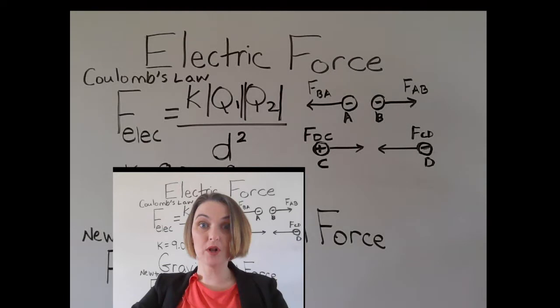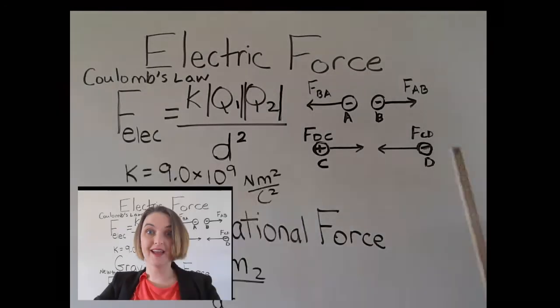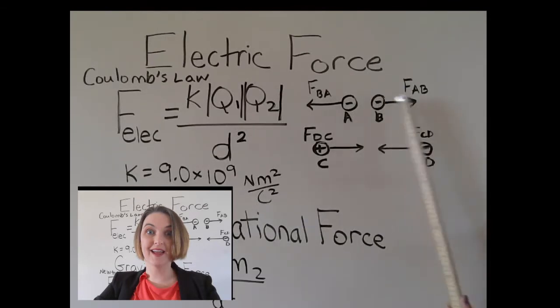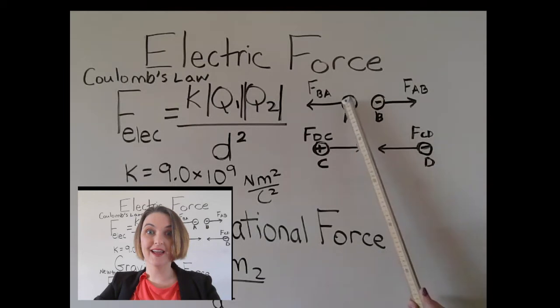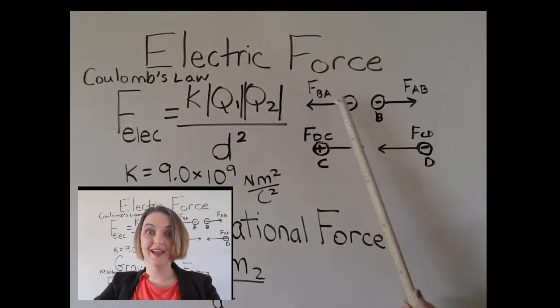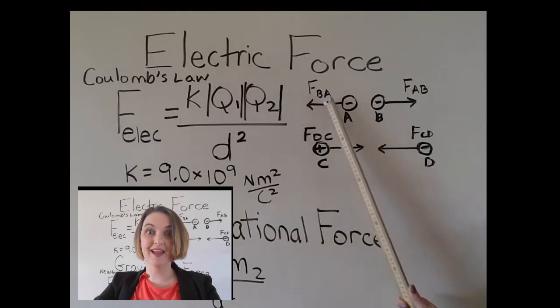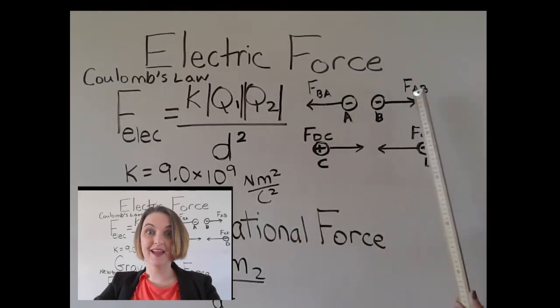To determine the direction of the electrical force, you use the rule of fundamental charge. Opposites attract, likes repel. So as an example, I have a particle A and a particle B. They have like charges, and so they repel. And this vector here represents the force from B on A, which is going to be equal and opposite to the force of A on B.